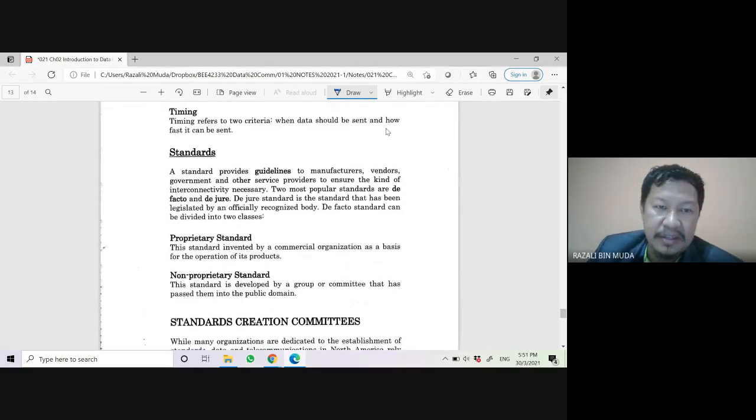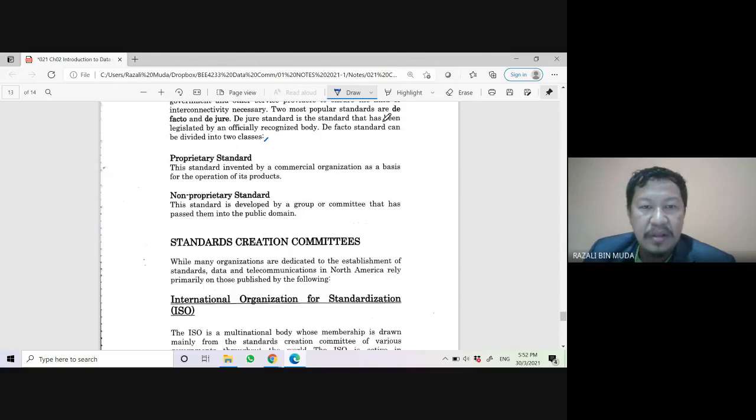Next is standards. Standards provide guidelines to manufacturers, vendors, government and other service providers to ensure the kind of interconnectivity necessary. The two most popular standards are de facto and de jure. De jure standard is the standard that has been legislated by an officially recognized body. De facto standard can be divided into two classes: proprietary standard and non-proprietary standard. Proprietary is a standard invented by a commercial organization as a basis for operation, and non-proprietary is developed by a group or committee that has passed them into public domain.